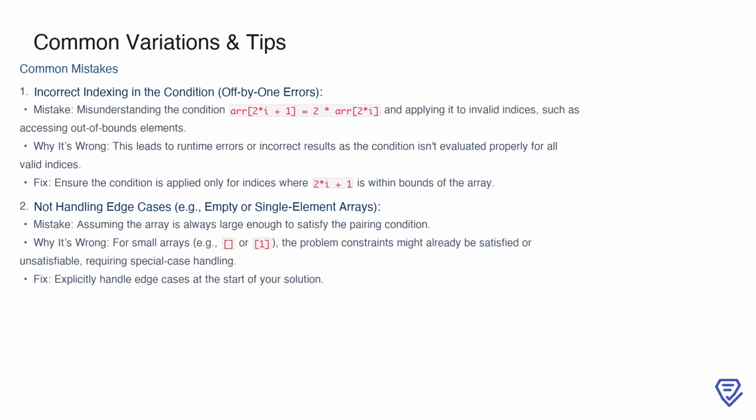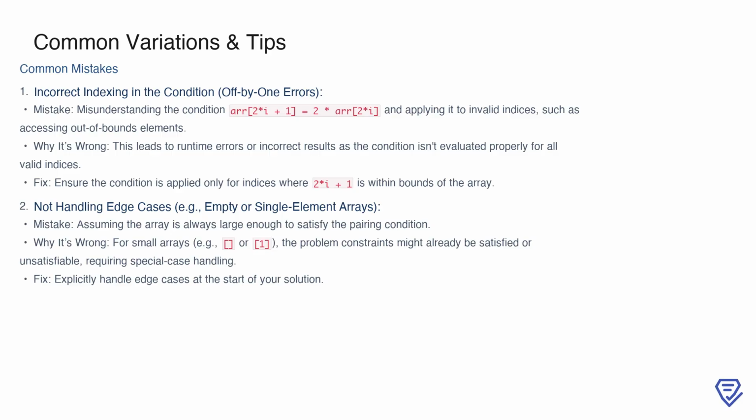For example, the condition arr[2*i+1] equals 2*arr[2*i] might be misapplied to indices that go out of bounds, leading to runtime errors or incorrect results. To avoid this, ensure that you're only applying the condition where 2*i+1 is within the valid range of the array. Another pitfall is neglecting edge cases, such as empty arrays or those with a single element.